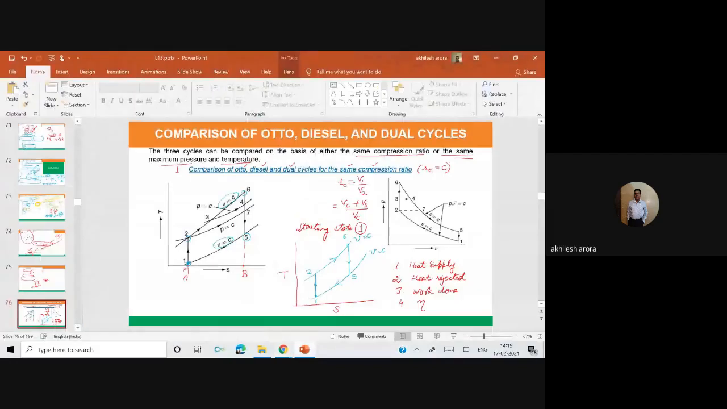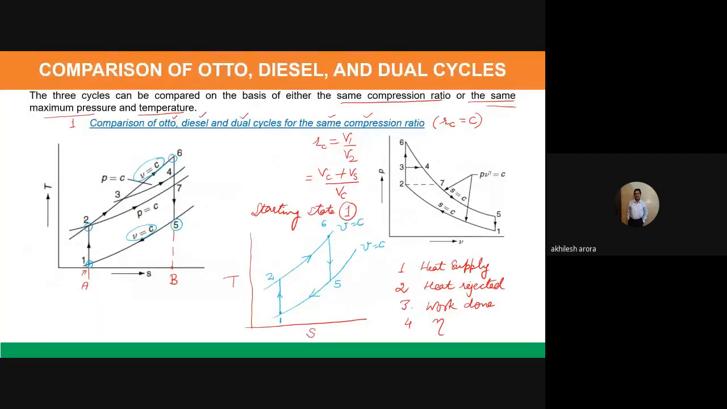Now on this TS diagram, I am going to plot a constant pressure cycle actually. And if you remember, what is the difference between an Otto cycle and constant pressure cycle or a diesel cycle? In case of diesel cycle, the heat supply is at constant pressure. All other three processes are same. And moreover, when I say the compression ratio is same, it also means that V1 by V2 is same.